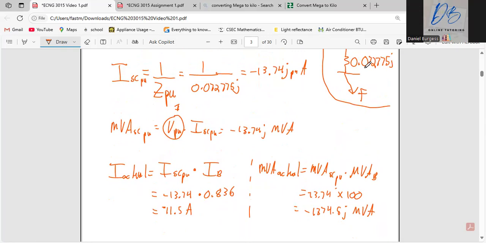But that is it. So check in the next one. The next one I'll be going through the different types of faults and what you've got to do in it. And we'll talk.